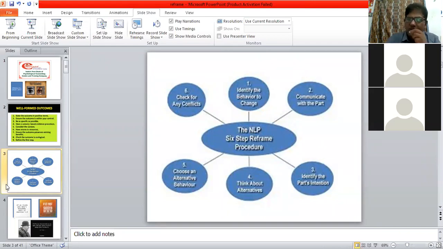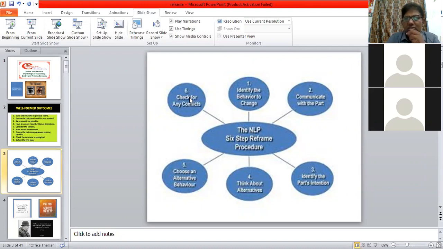These are the four alternatives. Which one would you like to choose? The unconscious will choose whichever it deserves. Okay, it will choose the alternate behavior. After choosing the alternate behavior, check for any conflicts, that is, put it through the ecology test. The ecology test means checking whether the new behavior we have chosen has any issues with self, others, the environment and the world at large.